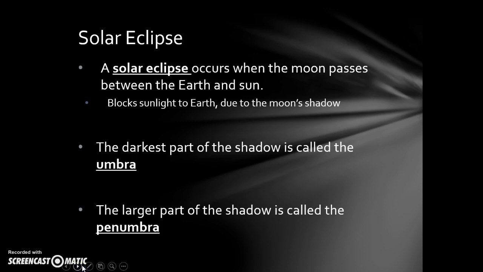So our first type is the solar eclipse. A solar eclipse occurs when the moon passes between the Earth and the sun, and this blocks sunlight to the Earth due to the moon's shadow. Remember, solar eclipse equals moon between Earth and sun. The darkest part of the shadow is called the umbra, and it's usually the smaller part. The larger part of the shadow is called the penumbra.